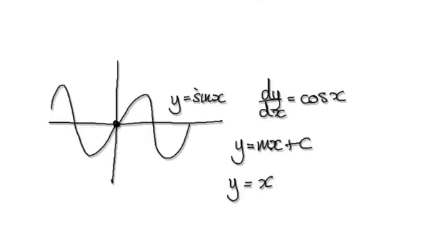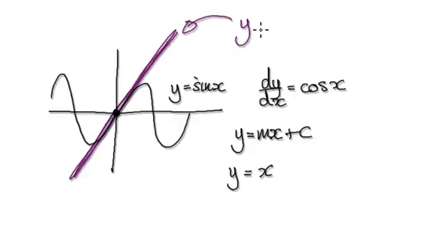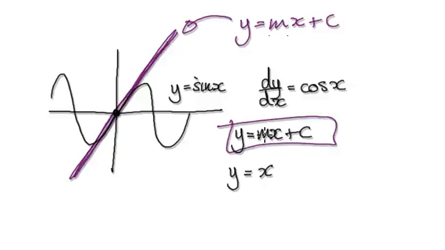In this video, we're going to make a comparison between limits and linear approximation. So let's say you've got a graph y equals sine of x. It will look something like this. We can approximate it near x equals 0 to a straight line. The equation of this straight line will be in the form of y equals mx plus c.